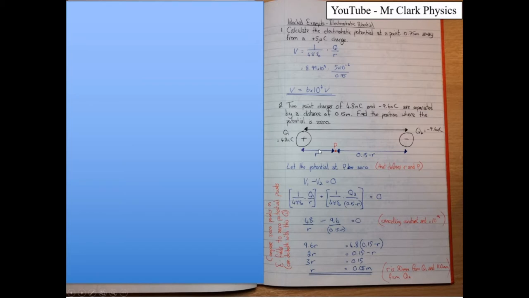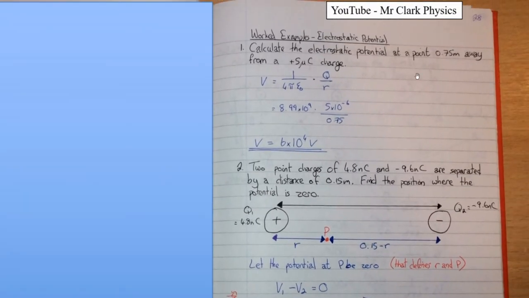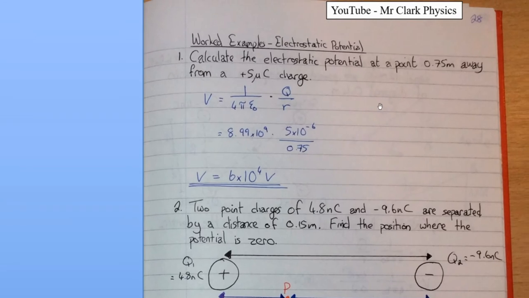So we need some examples to help us understand exactly what's going on. The first one here is fairly straightforward. It says calculate the electrostatic potential at this distance away from this size of charge. So you do exactly what you would expect. You take the equation, you put the various numbers in, and then you work out the sum. Again, please note this shortcut isn't exactly considered proper. You risk losing the substitution mark if you make a mistake anywhere here. You should really work out exactly the value of epsilon naught and substitute that in.